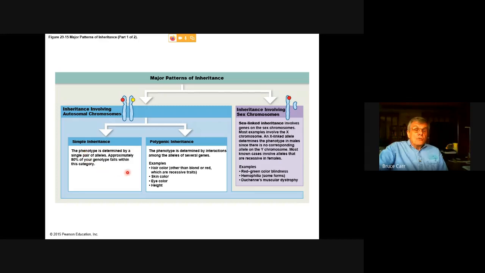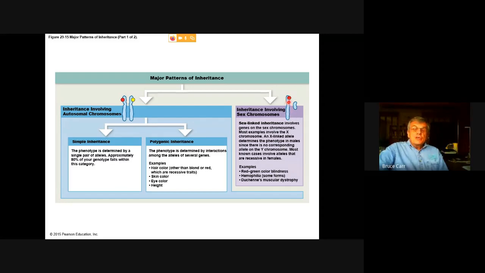So we're going to look at some examples of this autosomal inheritance, and the autosomes are those chromosomes that have a homologue to pair with. We see a different pattern of inheritance here in the sex chromosomes, X and Y. This is showing the effect that we call sex linkage, or more accurately, X linkage.